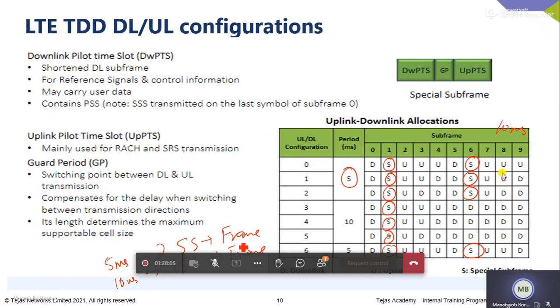Okay, and remember a few other points. Always it starts with downlink. Whenever we are switching from downlink to uplink, we require a special subframe. But whenever we are switching from uplink to downlink, we don't require a special subframe.